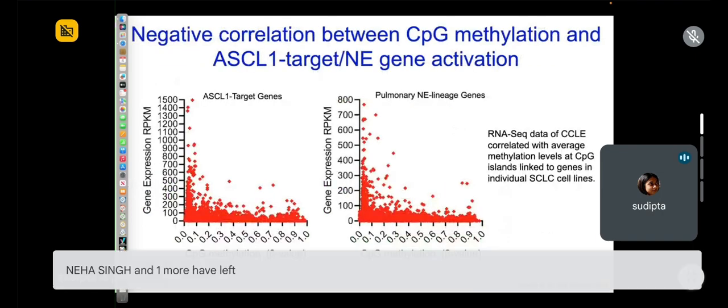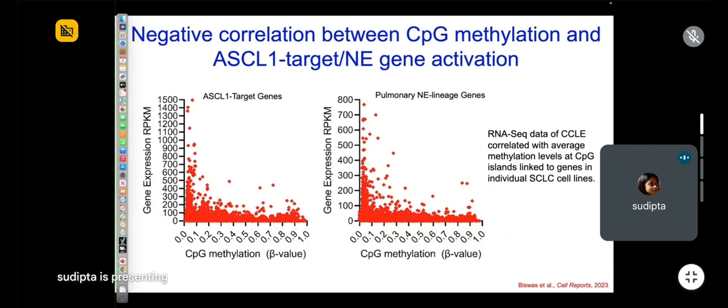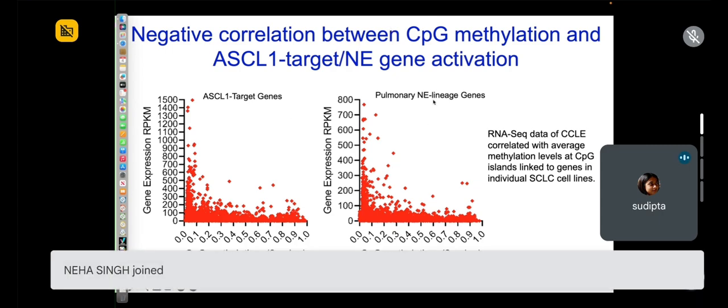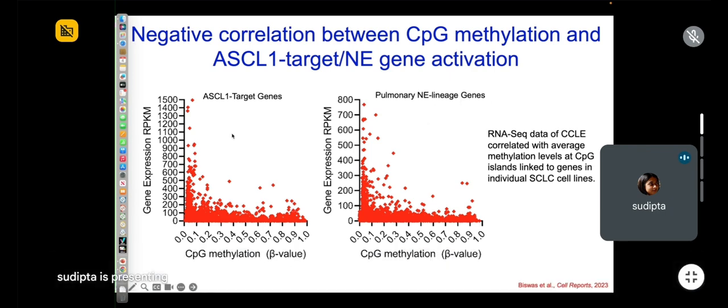So that confirms our findings. Now we are showing the ASCL1 targeted genes and the pulmonary neuroendocrine genes, and the CpG methylation is inversely proportional to the gene expression level. You can see that in the RNA-seq data.